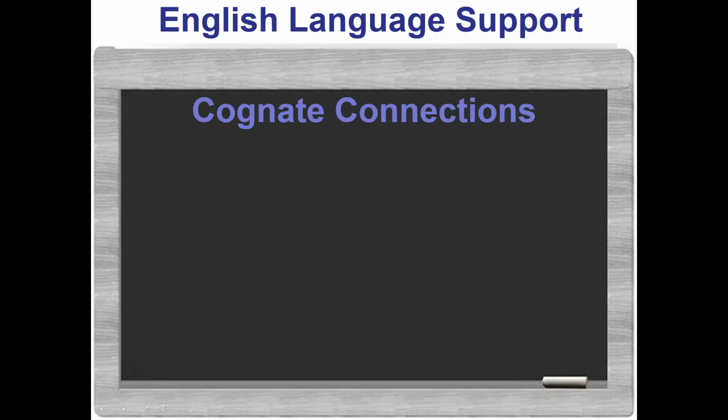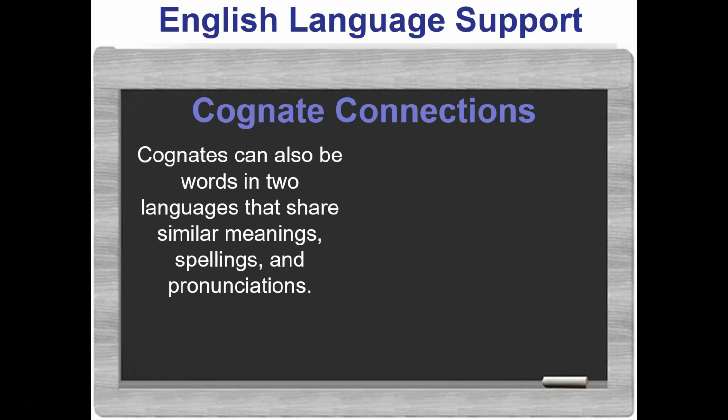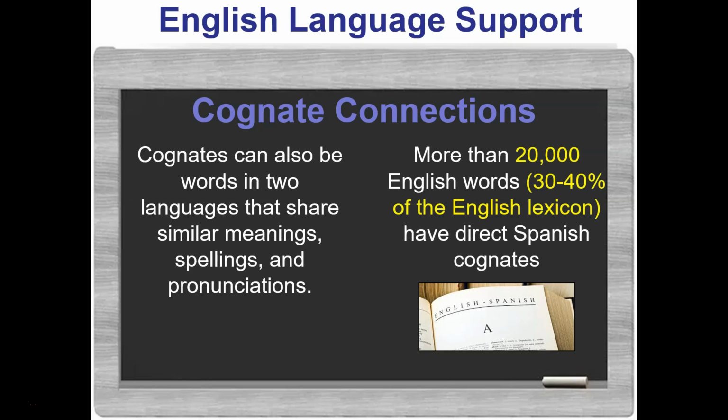When we make cognate connections with our students, we have to understand that cognates can also be words in two languages that share similar meanings, spellings, and pronunciations. And another piece of evidence that is pretty outstanding is that more than 20,000 of our English words have direct Spanish cognates. You'll also see that these English words make up 30 to 40% of the average English lexicon. Just looking at that number is pretty outstanding in understanding the research and the impact that cognate connections have.